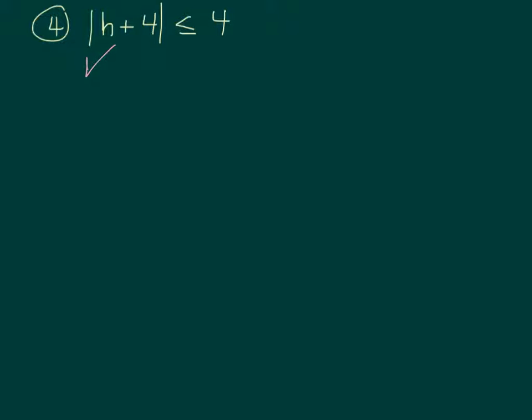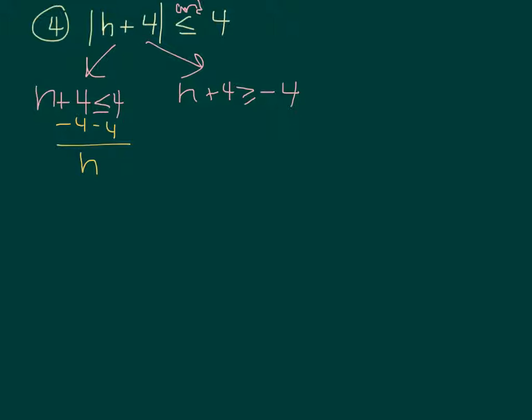So first thing for this one, I am going to rewrite this as h plus 4 is less than or equal to 4. This one's an "and", by the way. And h plus 4 is greater than or equal to negative 4. I'm just going to solve this out like normal. I get h is less than or equal to 0, and I'm also going to get h is greater than or equal to negative 8.